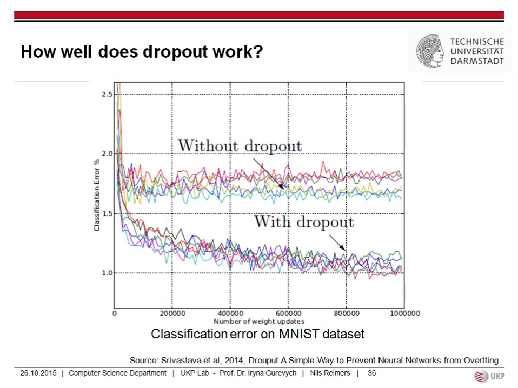Okay. So how well does dropout work? This is the classification error on the MNIST dataset. Without dropout, we get an error of 1.6, and with dropout, it decreases to about 1.1, which is quite big.